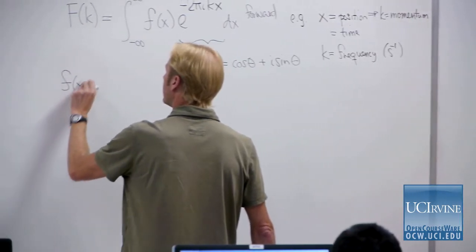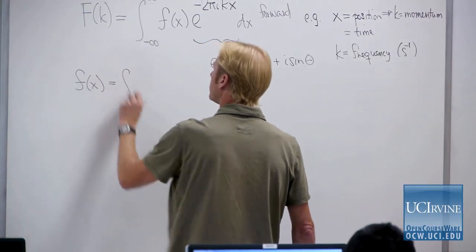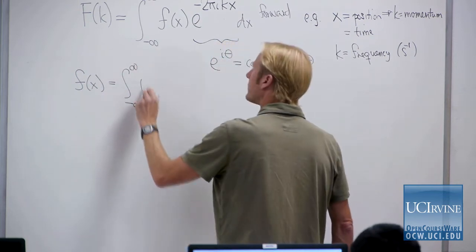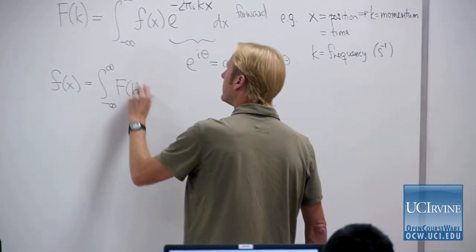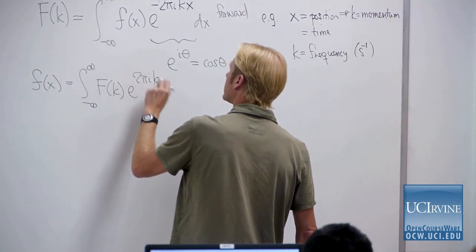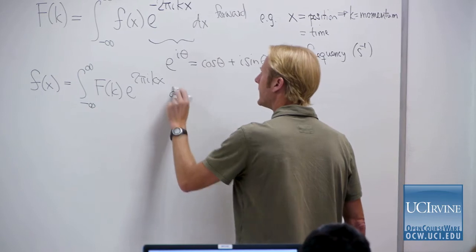f of x is equal to the integral from minus infinity to infinity of F of k e to the plus 2 pi i k x times dk.